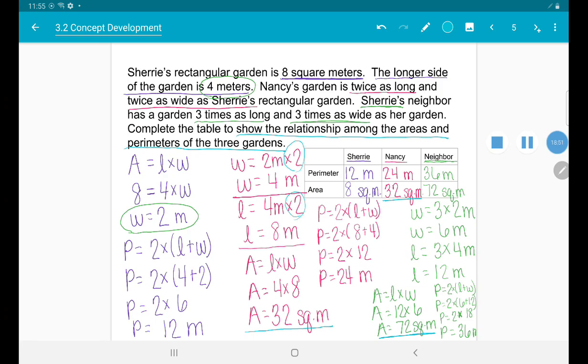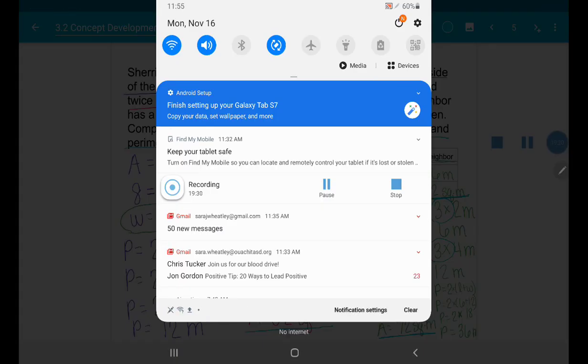So let's look at the neighbor's. The length and the width of the neighbor's garden tripled. We multiplied it by 3. 3 times 3 is 9. So let's see. Is the area of the neighbor's garden 9 times that of Sherry's? Sherry's is 8 square meters. 8 times 9 equals 72. So it did. It got 9 times bigger. So we could put 9 of Sherry's gardens inside the neighbor's garden. That's just something for you to think about.